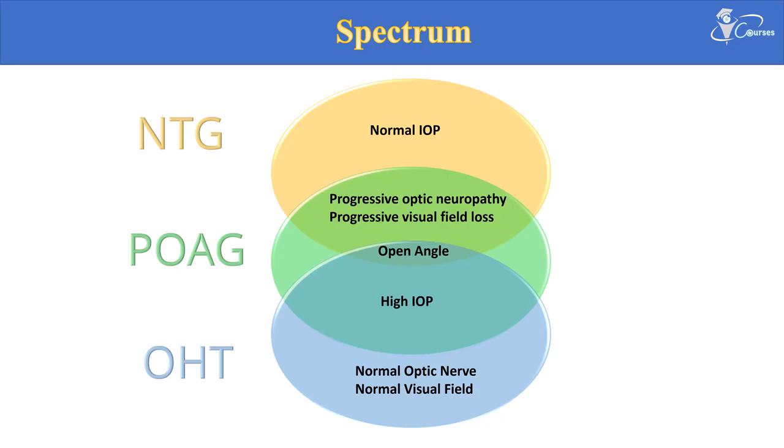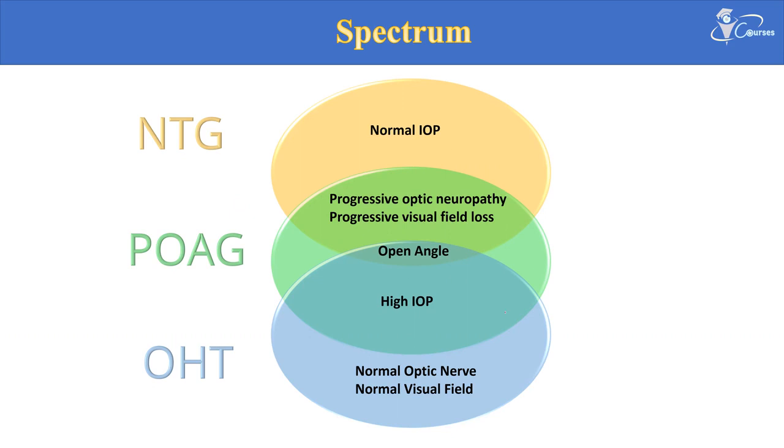So high intraocular pressure is not mandatory to call it glaucoma, as we will see with what's called normal tension glaucoma. Also, the presence of high intraocular pressure is not enough, because the diagnosis of glaucoma needs the patient to have progressive visual field loss and optic disc damage. That's why there is what's called ocular hypertension. So these circles will summarize it all.